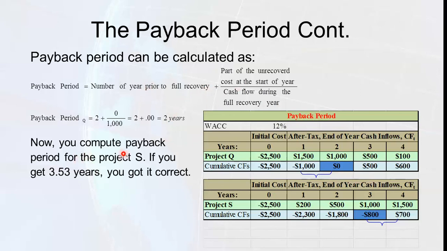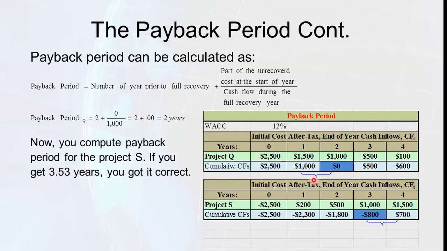If you now compute the payback period for another project here, project S. So you have 2,500. So 2,500 minus 200 is still 2,300 left, and 2,300 minus 500 is still negative 1,800 left. And year three, you get positive 1,000, so there is still $800 left. So now 800, and next year is 1,500. So only the part you need to cover is 800.